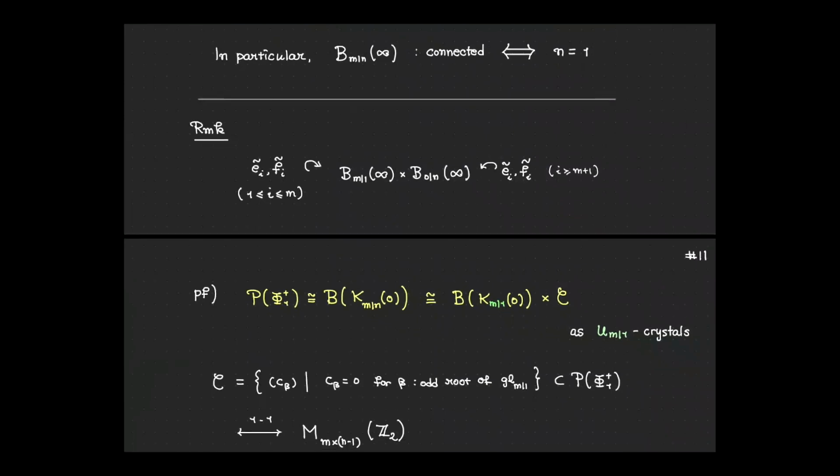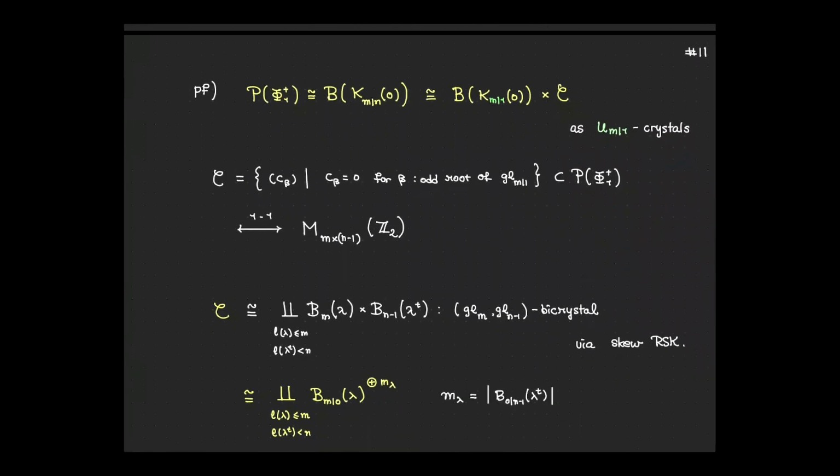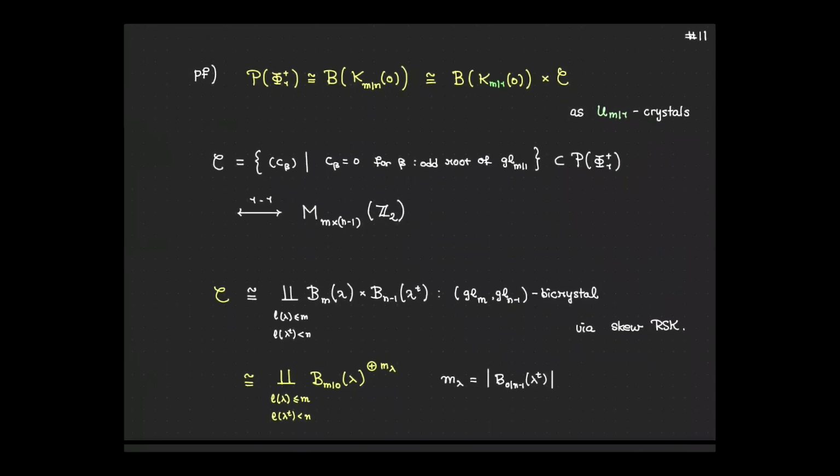Okay, let me give a sketch of proof. So first we did the following fact. So this crystal, which can also be viewed as a crystal over the Kac module with highest weight 0. So now we want to look at this crystal as a crystal over GL_{m-1}.